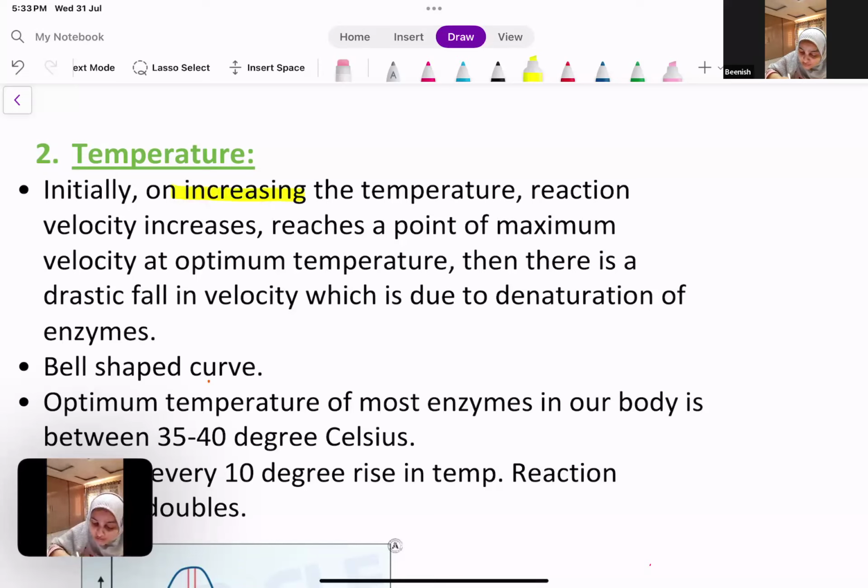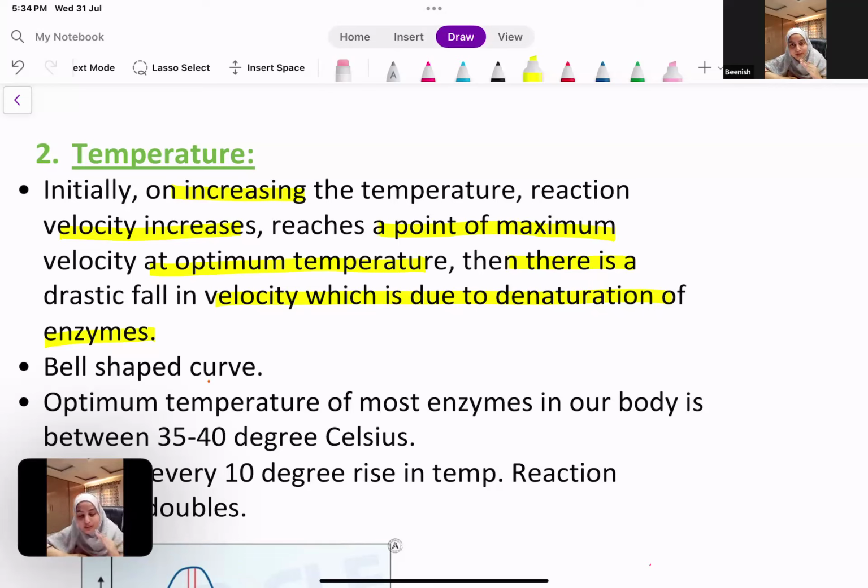Initially, on increasing the temperature, the reaction velocity increases, reaches a point of maximum velocity at optimum temperature. Then there is a drastic fall in the velocity, which is due to denaturation of enzymes. Okay, so what is happening? You're increasing the temperature. The velocity, the kinetic energy possessed by the reactants, is going to increase. Okay, more collisions are going to take place between the enzyme and your reactants, and more product is going to be formed.